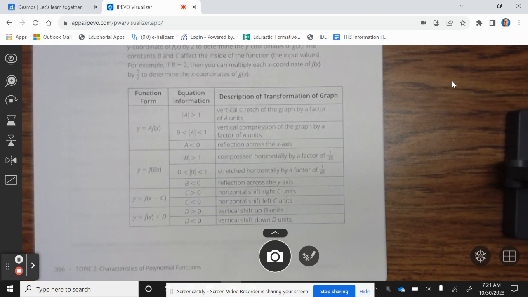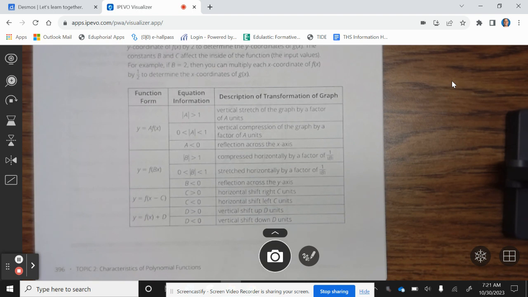When y equals f of b times x, when the absolute value of b is greater than 1, it's compressed horizontally by a factor of 1 divided by the absolute value of b. When 0 is less than b, less than 1, it's stretched horizontally by a factor of 1 divided by the absolute value of b. When b is less than 0, it's a reflection across the y-axis.